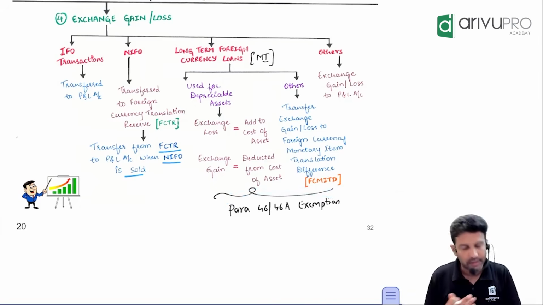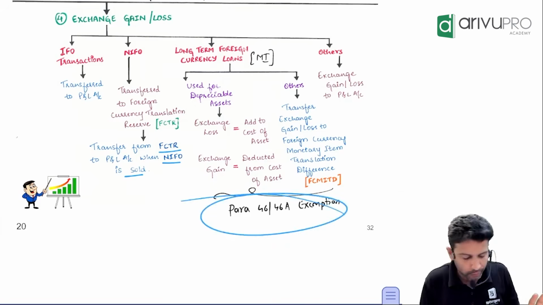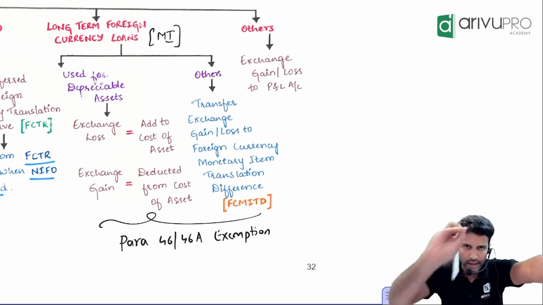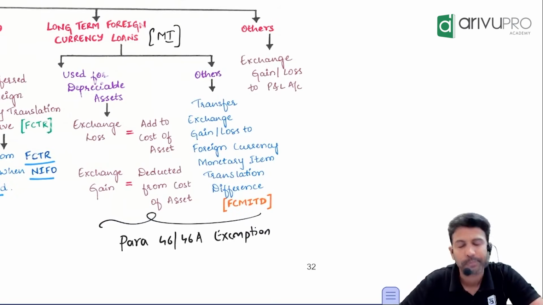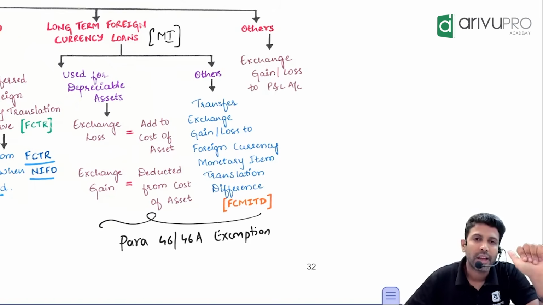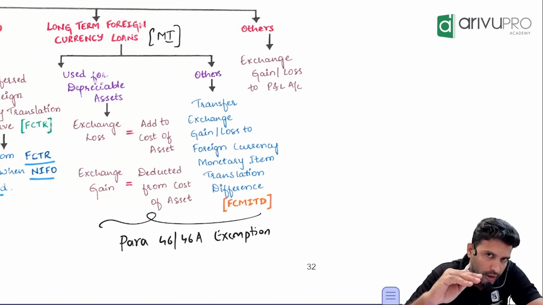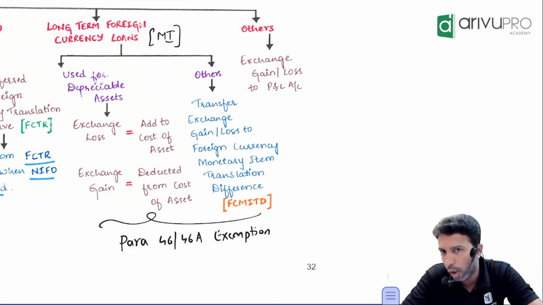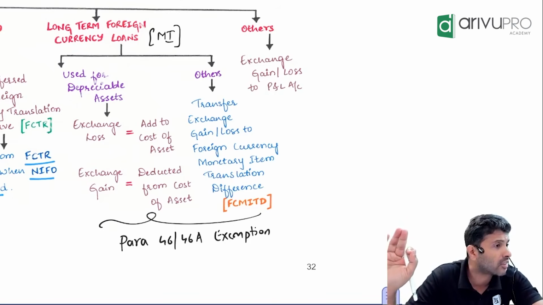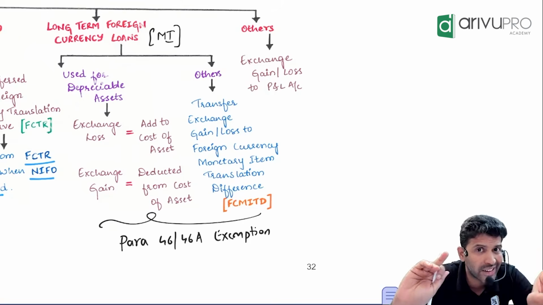What does this Para 46 say? I told you the logic of this in the regular class. Now I'll just tell you the crux of what you need to do. Listen to this carefully. If you have taken a long-term foreign currency loan, what is it? A long-term foreign currency loan. You're not taking a loan in India.